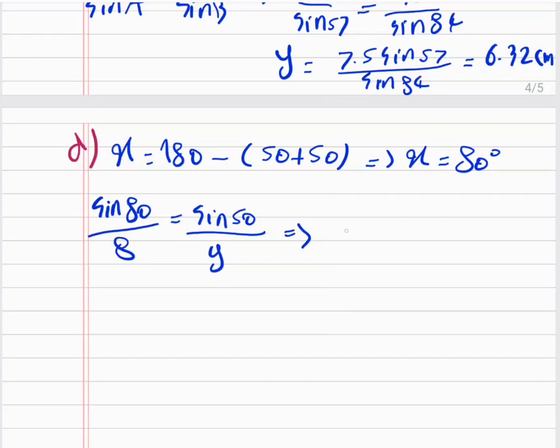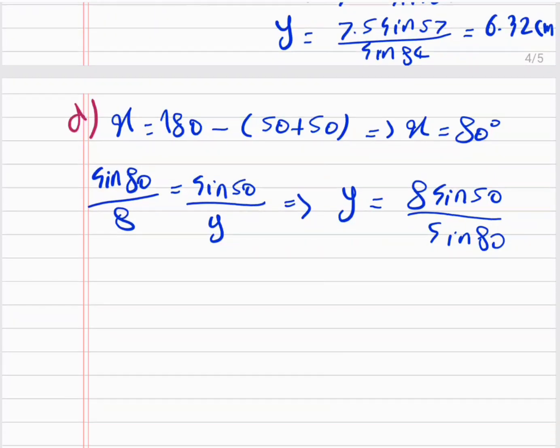And that's it. So we just rearrange this, and we have 8 sine 50 over sine 80. And we can just use a calculator to find this value, which is 6.22 centimeters to three significant figures.